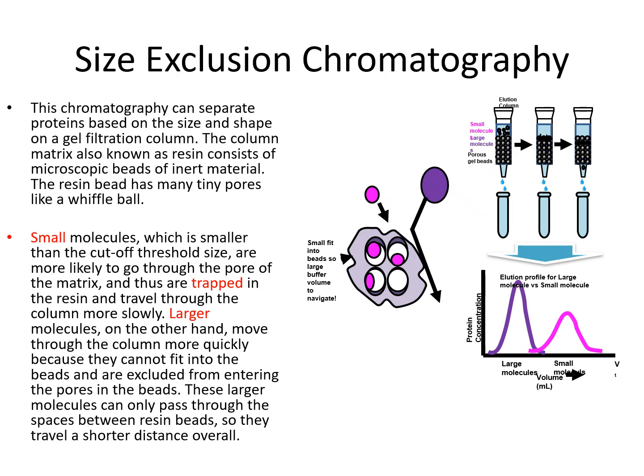One is size exclusion chromatography. Basically, this chromatography separates proteins based on size and shape on a gel filtration column. A smaller molecule, which means the size of the molecule is smaller than the resin cutoff threshold size, will be trapped in the resin. The larger molecule will be excluded, therefore it can go through the resin faster and will be eluted first, and then the small protein molecule will come out later. That's size exclusion chromatography.